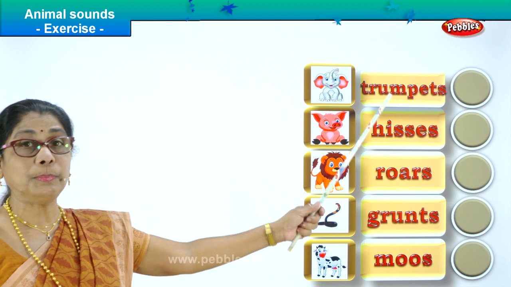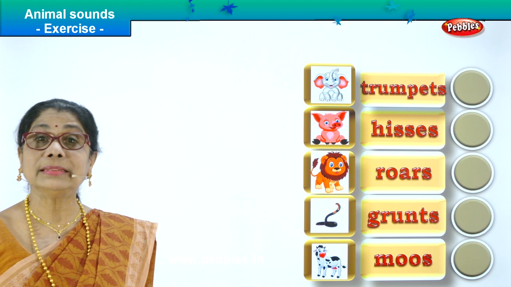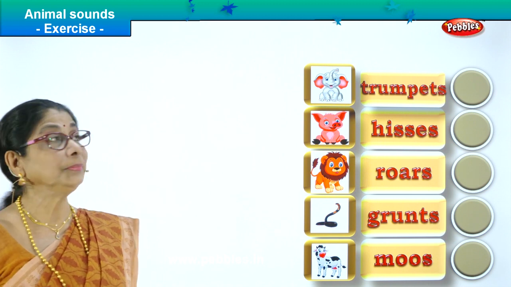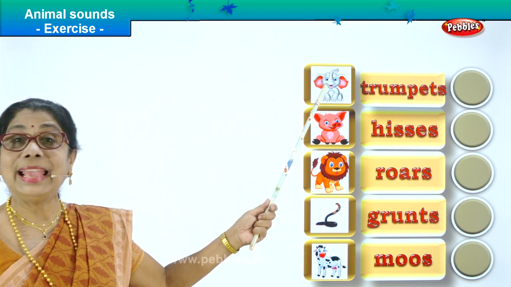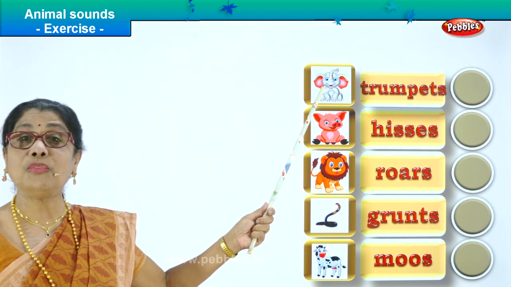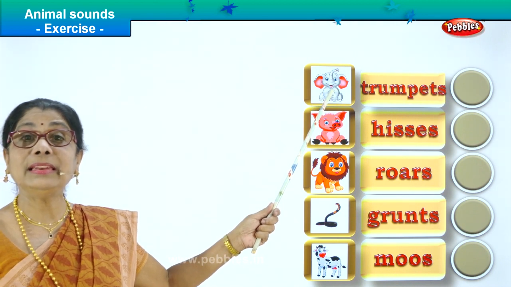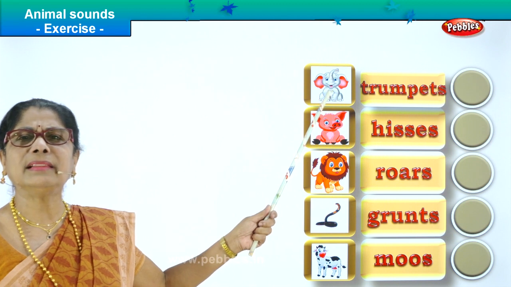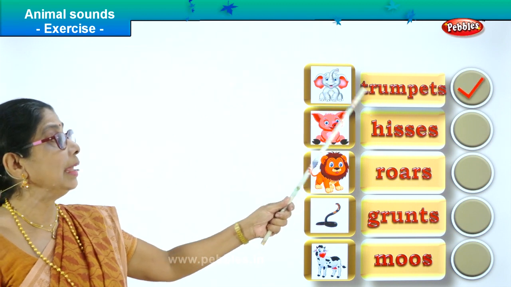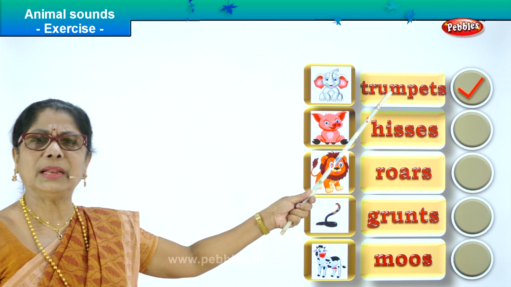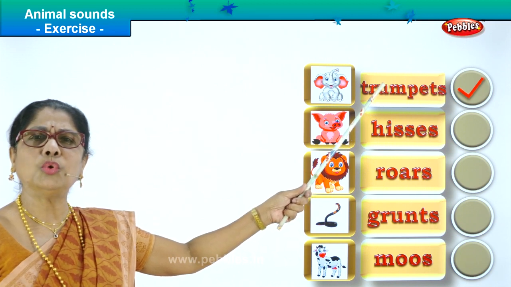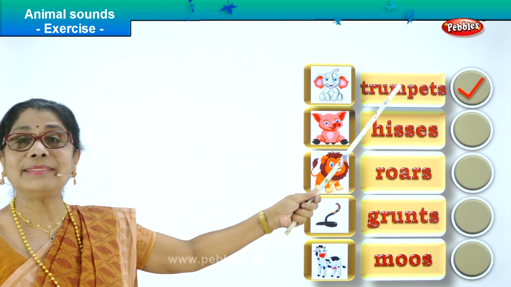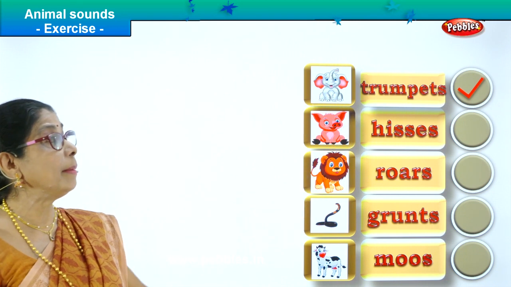Now, against this picture, there is the sound animals make. You tell me if it's correct or wrong. Now, the first one is elephant. What is the sound made by the elephant? The elephant lifts his trunk and it trumpets. Is it correct? Yes. So we put a tick there. Elephant trumpets. He'll put his trunk up and make a big noise, and that noise is called trumpeting. Very good. So you remembered the sound.